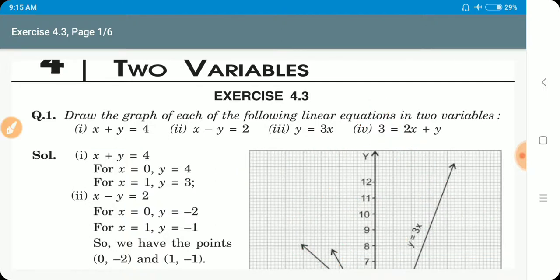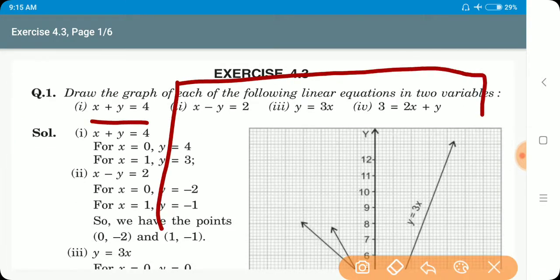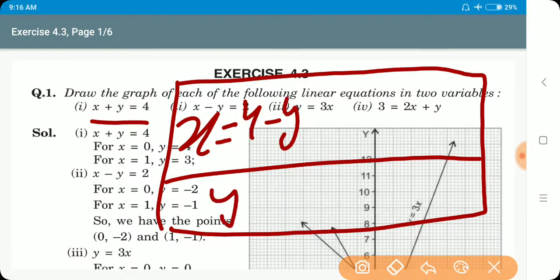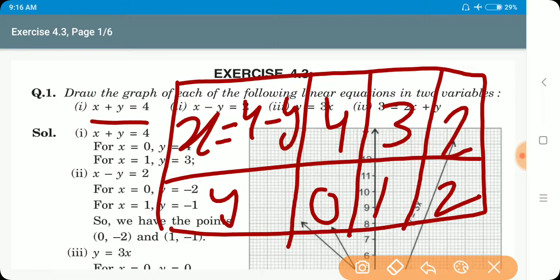So I'm going to draw a table for this. Suppose your table will be like this. Here you will put x is equal to 4 minus y, and y. So I put y is equal to 0, I got x is equal to 4. Put here. I put y is equal to 1, I got x is equal to 3. I put y is equal to 2, I got x is equal to 2. The values can be different from the solution and you can also take different values.